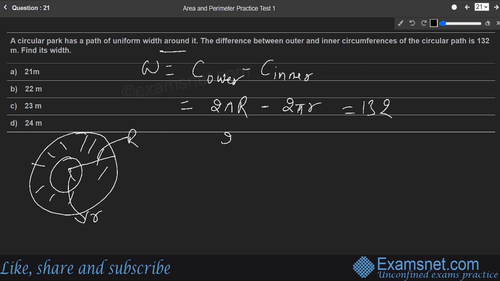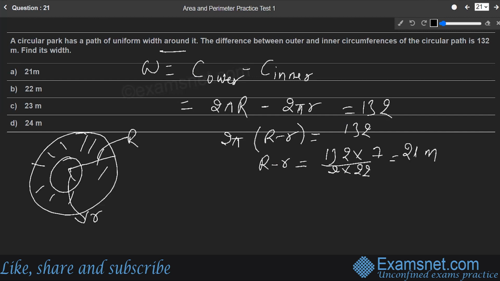So we can take the 2 pi as common and calculate the capital R minus small r value. That is nothing but 132. Okay, so if we solve this further, for capital R minus small r, it is going to be 132 into 7 divided by 2 into 22. If we solve this, it comes out to be 21 meter. So R minus r is coming out to be 21 meter.